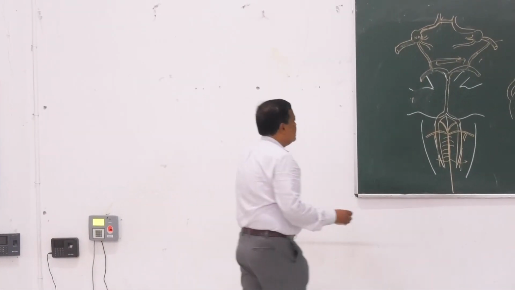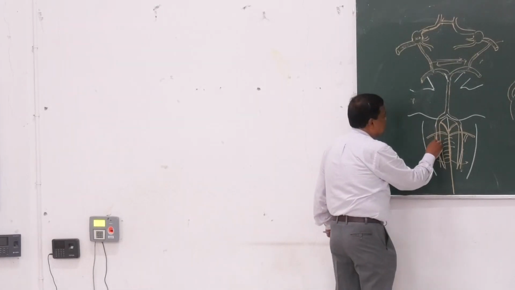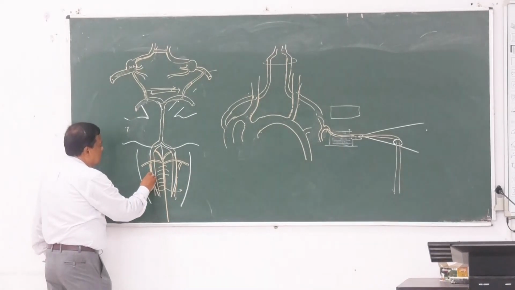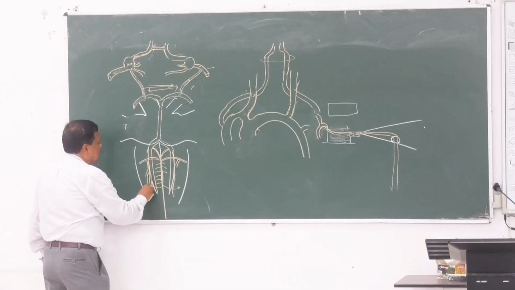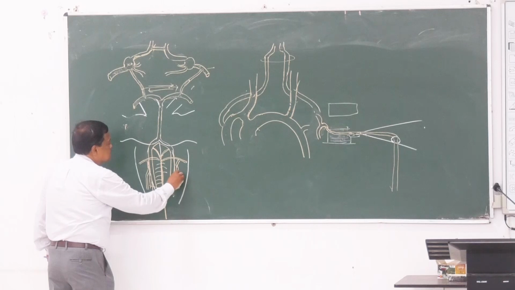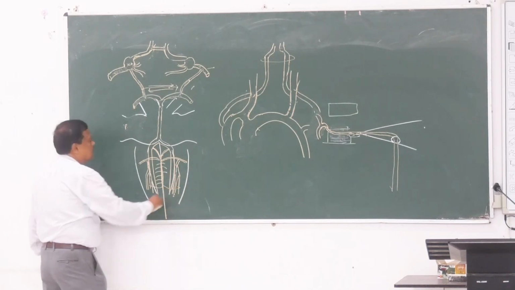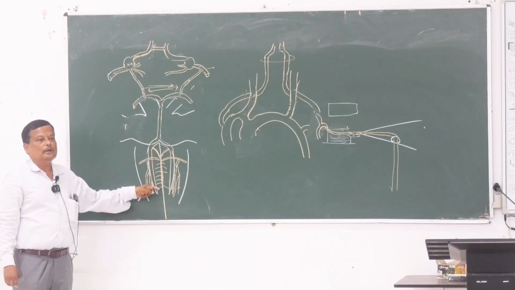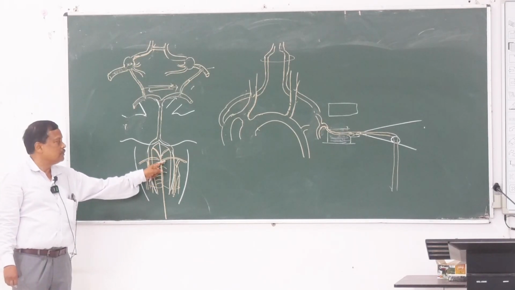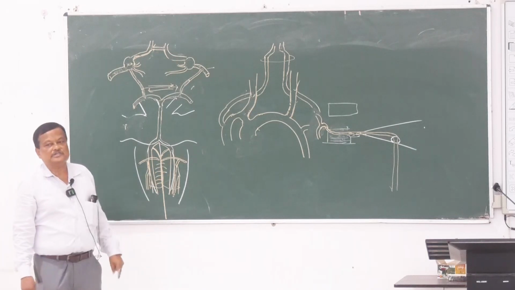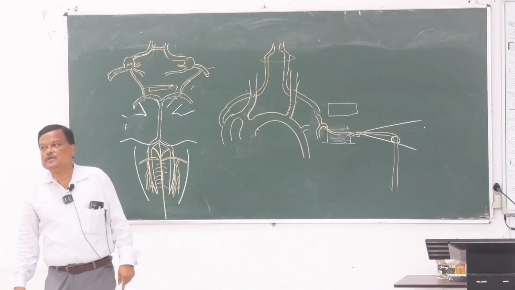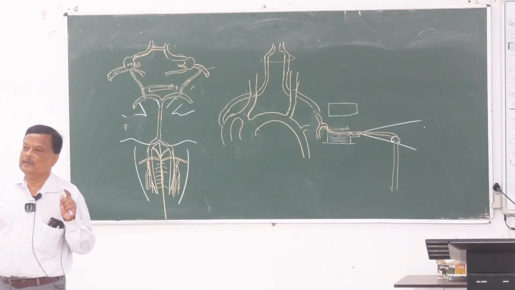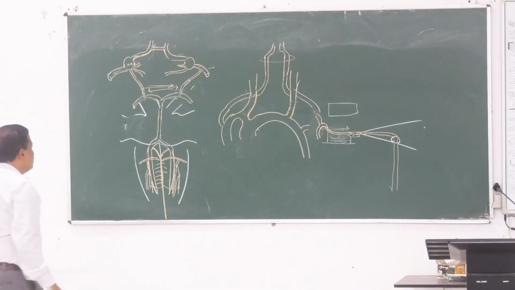The posterior spinal artery, in its lower part, divides into two, lateral and medial, and proceeds downwards to the posterior part of the spinal cord. So these are branches of the vertebral artery, of which the most important here is the posterior inferior cerebellar artery, which supplies the lateral part of the medulla oblongata as well as the cerebellum.